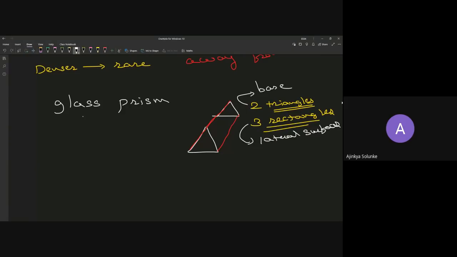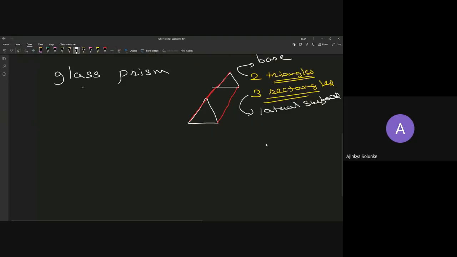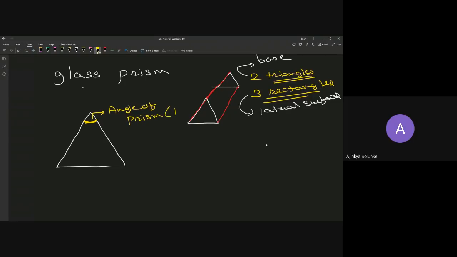Triangles are your base. Now, the angle between two lateral surfaces, wherever we are talking about a prism, for example, this is the prism, and there is an angle between two lateral surfaces. This angle is called the angle of prism. It is shown by the letter A. There is a specific letter we need to use for this. You cannot use another letter for angle of prism. You always are supposed to use it as A. So A is basically the angle of prism. The angle between two lateral surfaces is going to be called the angle of prism.